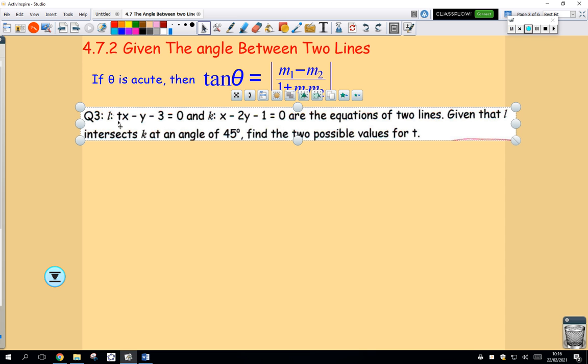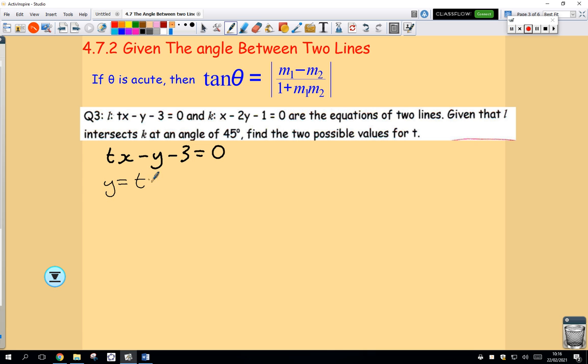in the first line. So if we take this line, tx minus y minus 3 equals 0, and I want to find the slope, one thing I could do is write it in slope-intercept form. Y is equal to tx minus 3. So you can see the slope of that line, let's call it m1, has to be t. Or, if I know it's just the negative of the x coefficient divided by the y coefficient, negative t divided by negative 1 gives me positive t as well.